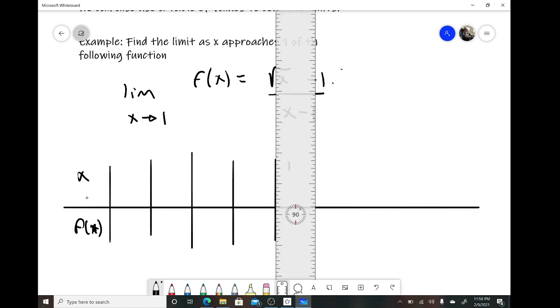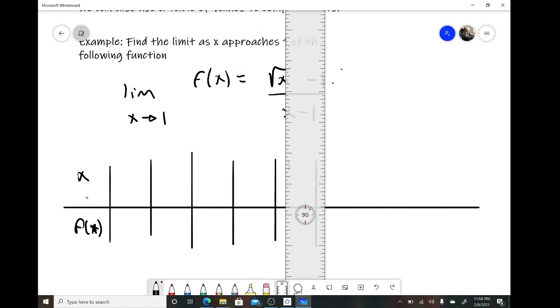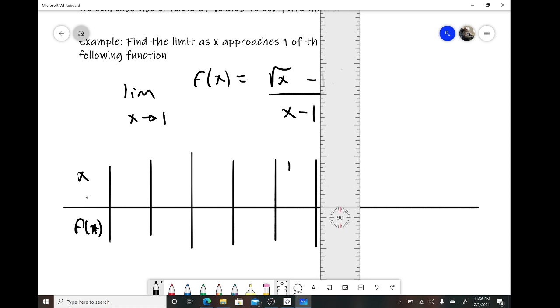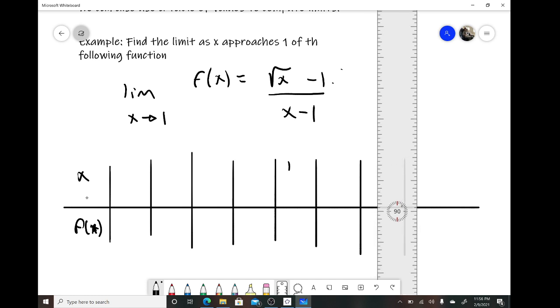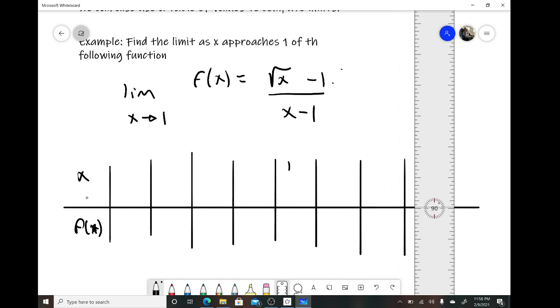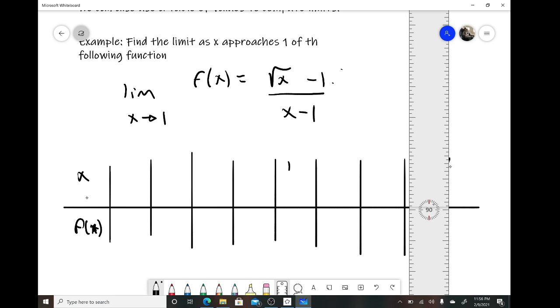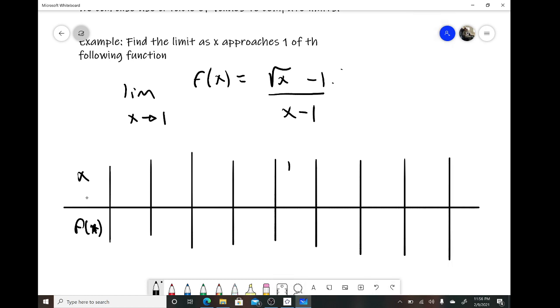All right, so I'm going to pick a bunch of numbers that are very close to 1. Since I'm looking for the limit as x approaches 1, I'm going to look for numbers to the left side and right side of 1. For a lot of these problems, you might want to use a calculator. With this estimation, it's okay to use a calculator because doing this by hand could be very messy.